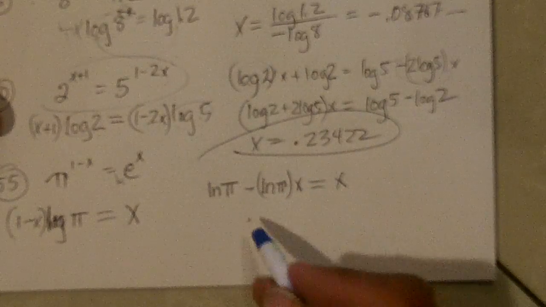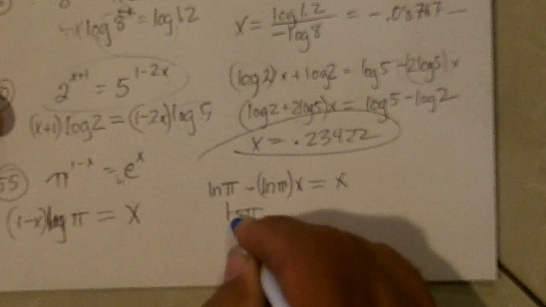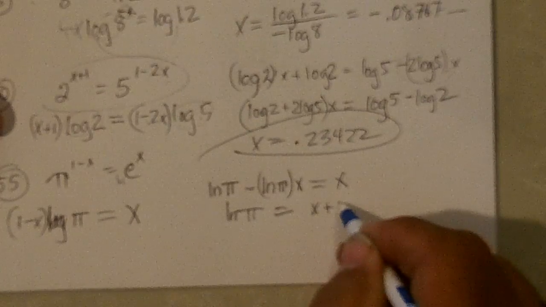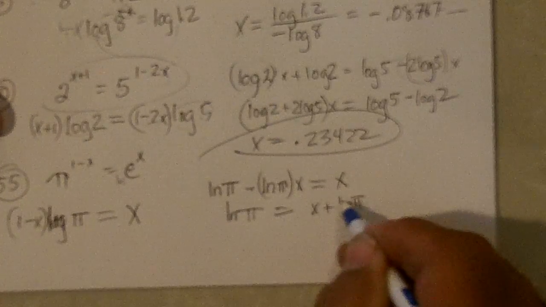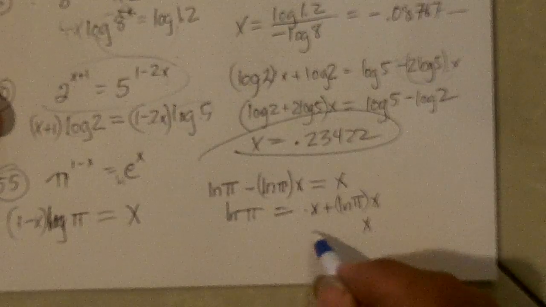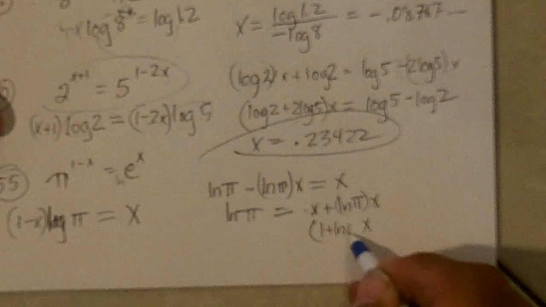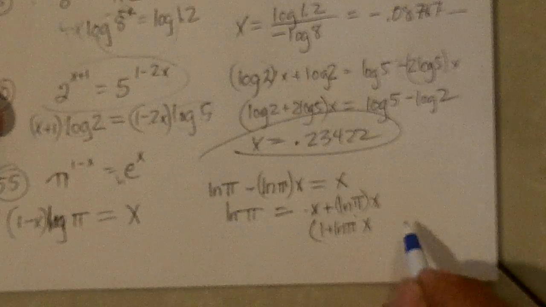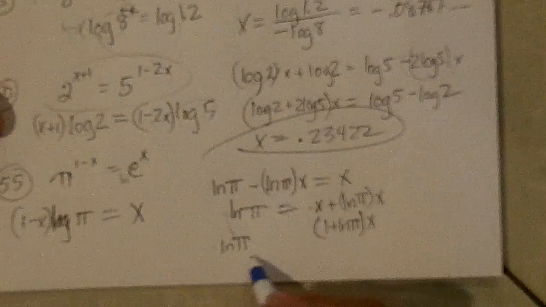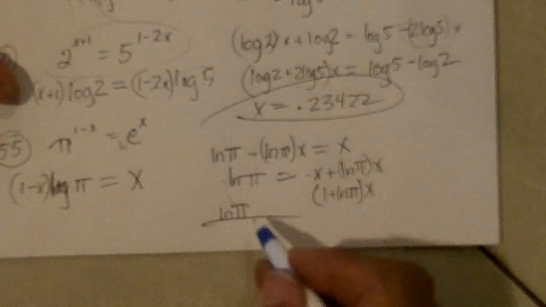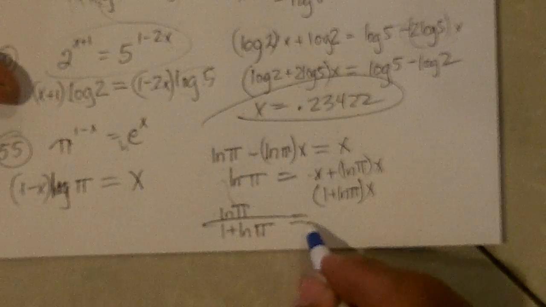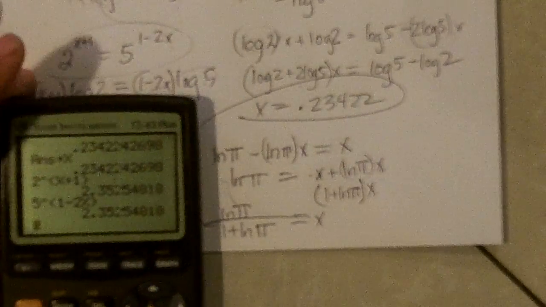So I'm going to add this to the other side, so I'm going to have ln of pi equals x plus ln pi times x. So the x factors out, and I get x times (1 plus ln pi). And I can divide that over here, so I'm going to have ln pi divided by 1 plus ln pi equals x, and let's just check that.